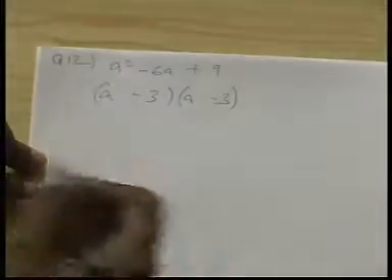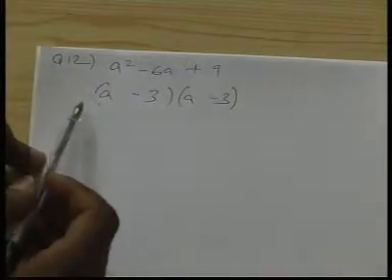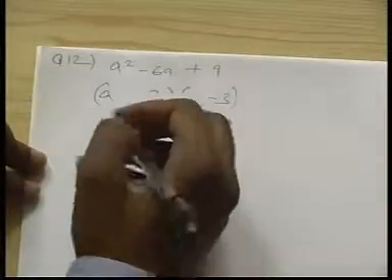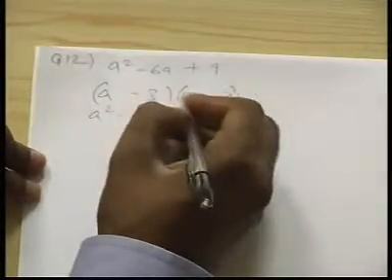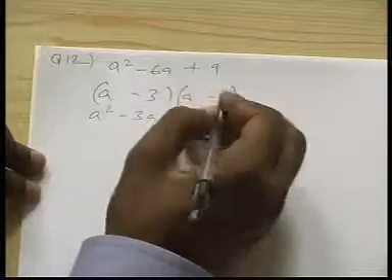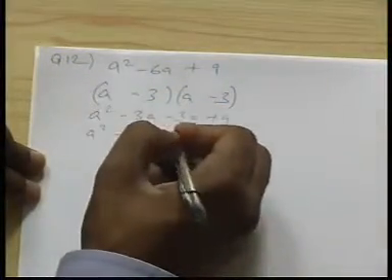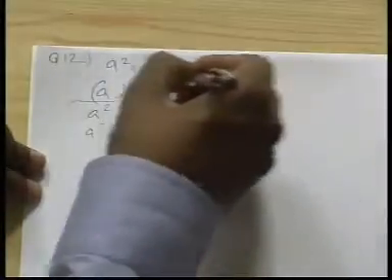The more you do this, the quicker you straight away see the answer. You may not be able to see it as quickly as I have, but the more you practice, the quicker you see it. So let's see if this has worked. a times a is a squared. a times minus 3 is minus 3a. Minus 3 times a is minus 3a. Minus 3 times minus 3 is plus 9. a squared minus 6a plus 9. Yes, it has worked. That is the answer.